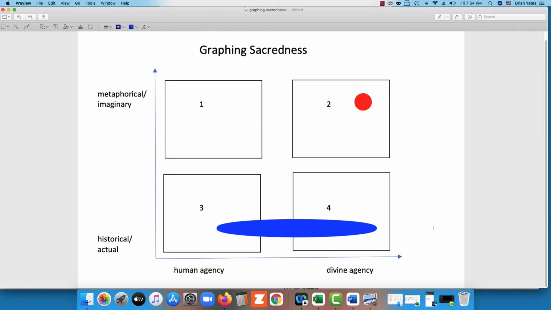Now let's look at heaven. In Kali Beheaded, heaven first comes to us as a divine place inhabited by gods. It is ethereal, otherworldly, outside our sense of the universe. So I'll start with a red circle here in zone 2. It is a metaphoric place of divine agency.